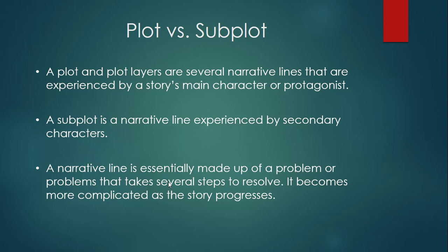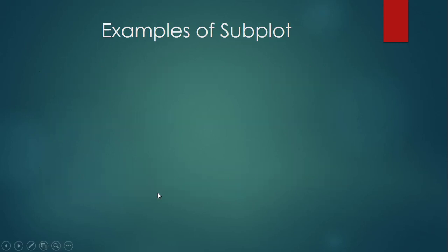The thing about a subplot is that it's not going to be the main problem of the story, because the main problem of the story is reserved for the protagonist and their plot line. So you don't want your secondary characters to overshadow your main character, because if that's happening, then maybe you need to sit back and consider that your secondary character should be your main character. Just a little heads up there in case that is a problem you're experiencing.